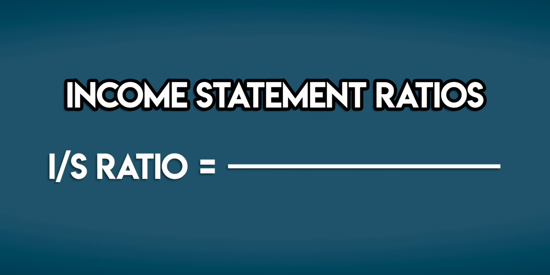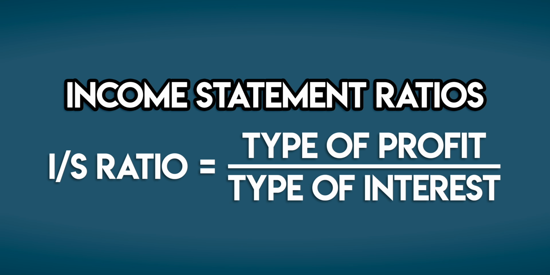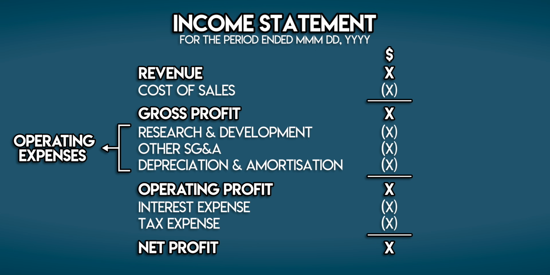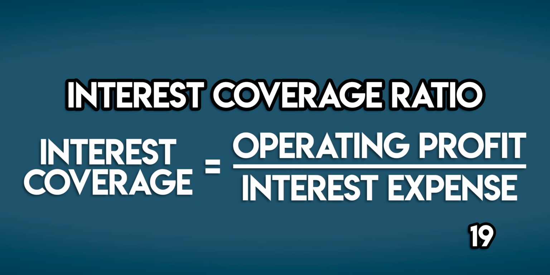These determine a business's ability to meet its financial obligations. We take a type of profit and divide it by a type of interest. Both can be found in the income statement. The interest coverage ratio compares a business's operating profit against its interest expenses. Operating profit is calculated before interest, so this tells us whether a business has earned enough profit to cover the interest on its debt obligations.